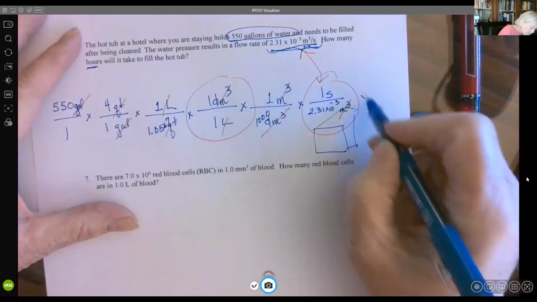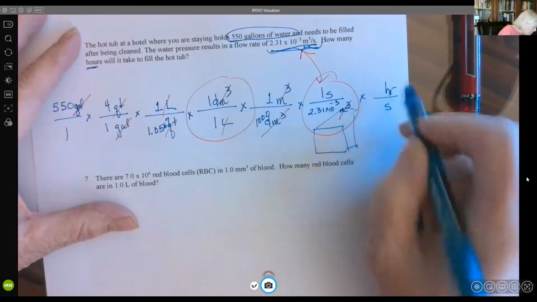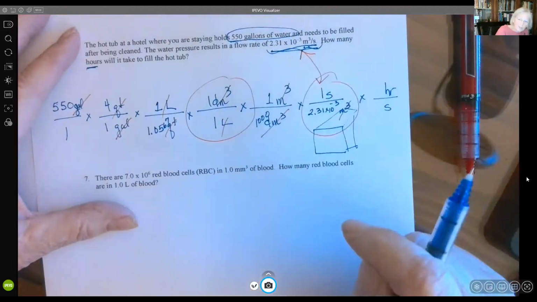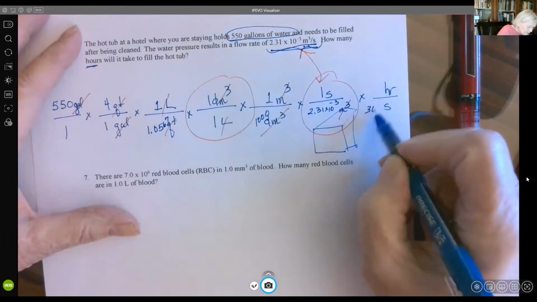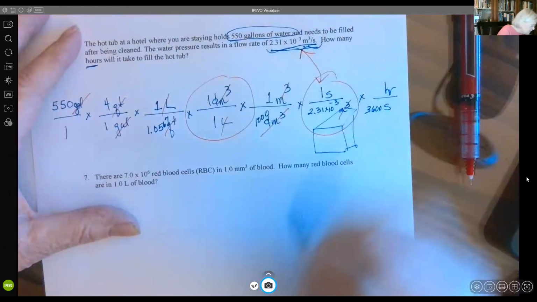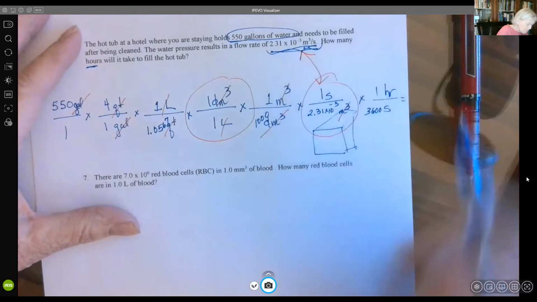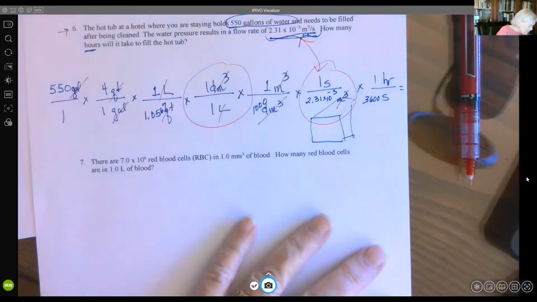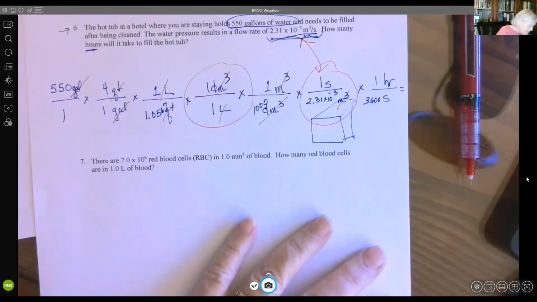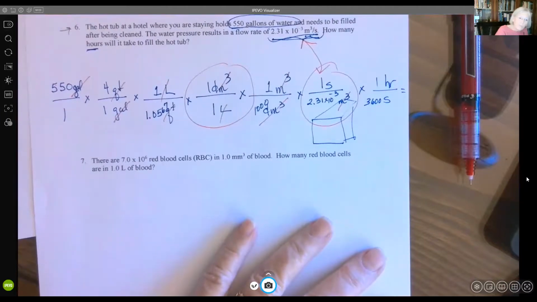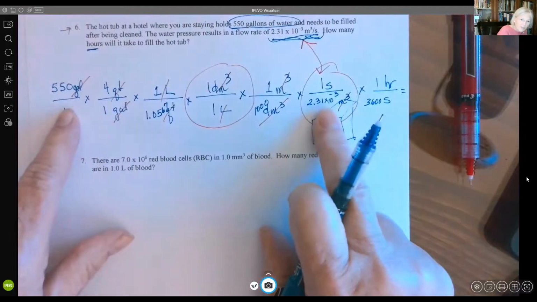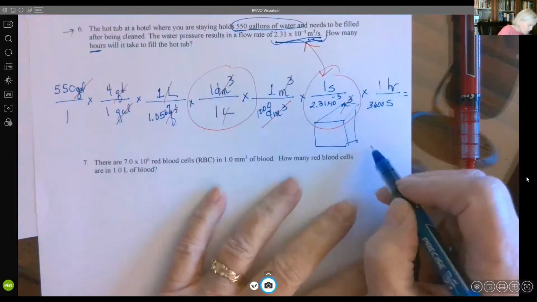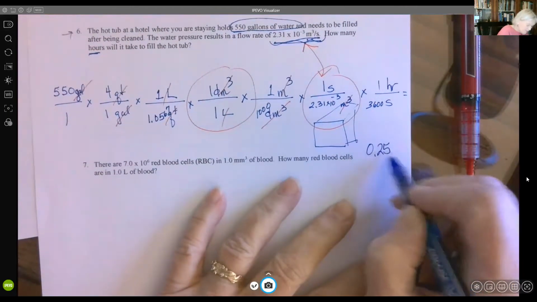All I have to do is convert seconds to hours. There are 60 seconds in a minute, 60 minutes in an hour, so 60 times 60 is 3,600 seconds in 1 hour. If I do all that math, how many sig figs do I want in my answer? Going back to these two numbers, this has 3 sig figs, this has 2 sig figs. So I would write my answer to 2 sig figs.